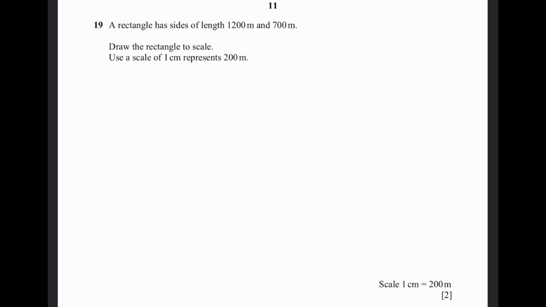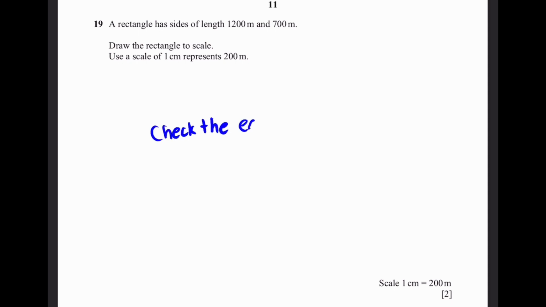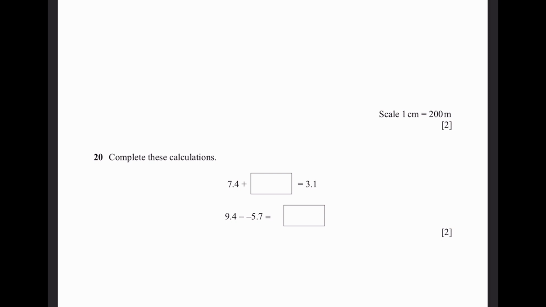268.84. Question 19. A rectangle has sides of length 1,200 meters and 700 meters. Draw the rectangles to scale. Use a scale of 1 centimeter represents 200 meters. Hey, this is a geometry question which we need to draw. So I will do this at the end of the video. Check the end of this video. Let's move on to question 20.